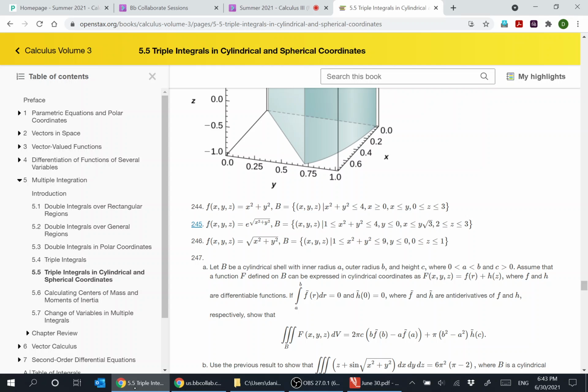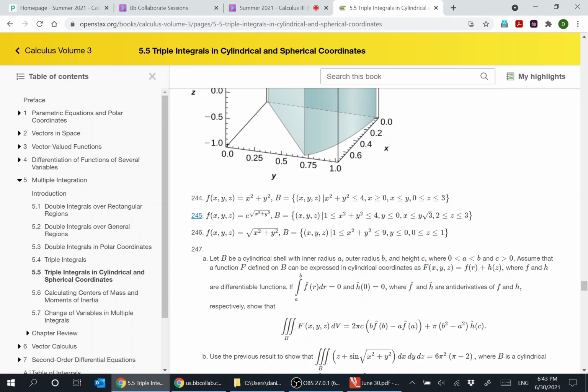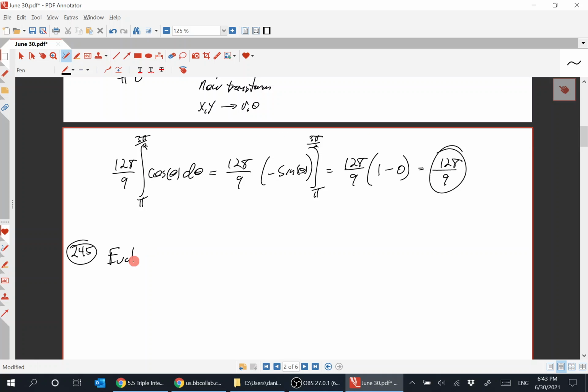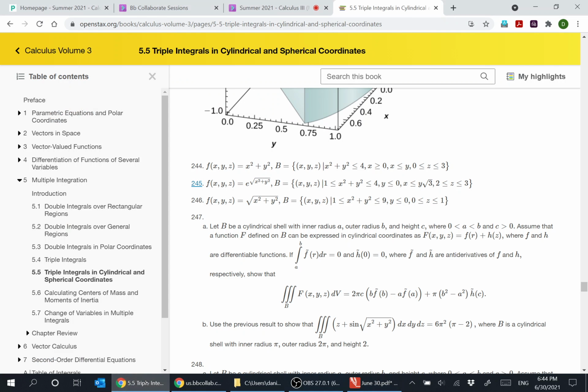Let's draw. So we have x squared plus y squared, which is the radius, right, between 1 and 4. So between circles of radius 1 and circles of radius 4. So evaluate e to the x squared plus y squared dV over B, where B is 1 less than or equal to x squared plus y squared less than or equal to 4. And then y less than 0 again.